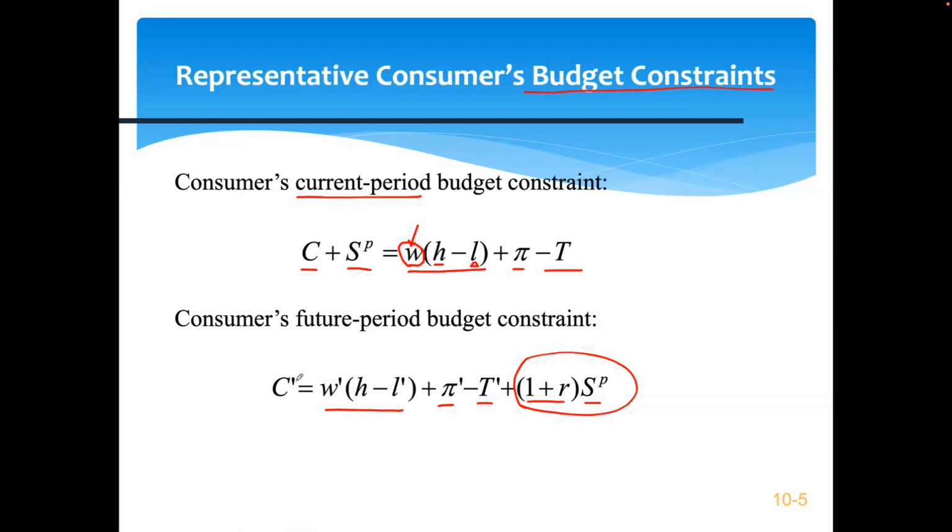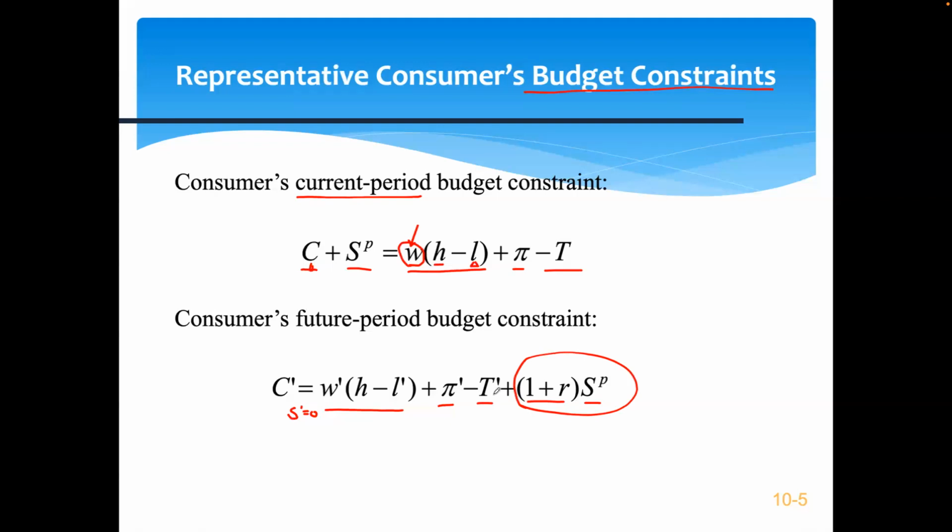Finally, two more things. Prime here denotes the future, right? Without prime, it denotes the current. So C prime denotes future consumption. Second, look here: in the future period, there's no S. Certainly you can write S prime, but S prime must equal 0 because there's no third period. It doesn't make much economic sense for the households to save if there's no future, right?